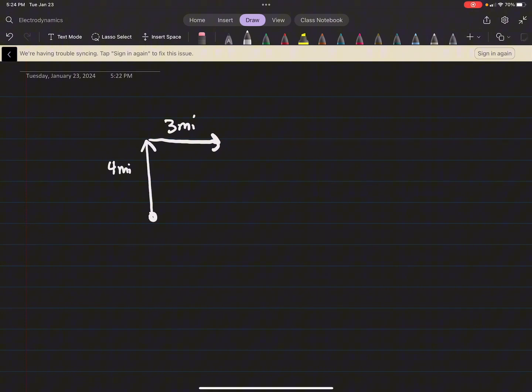How far you are from the origin is what we call our displacement. And hopefully you can recognize this is a 3, 4, 5 triangle, so you are a distance of 5 miles from your origin. And that quantity is our displacement. Not to be confused with the distance. Hopefully that's something that was discussed in earlier physics courses.